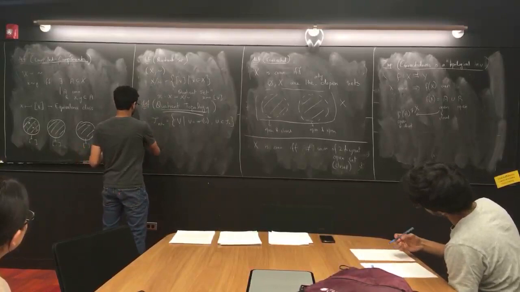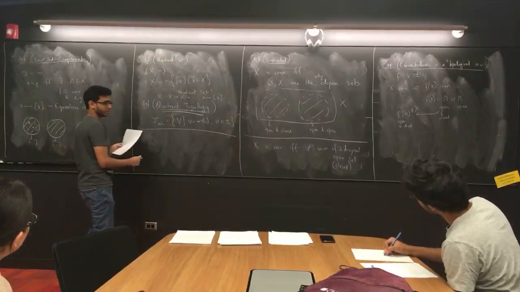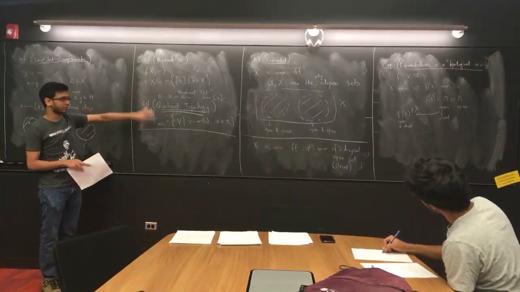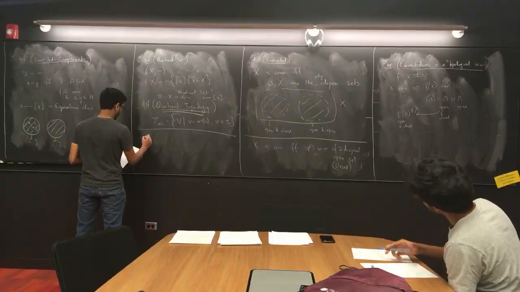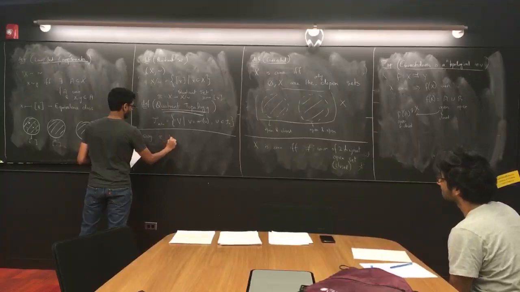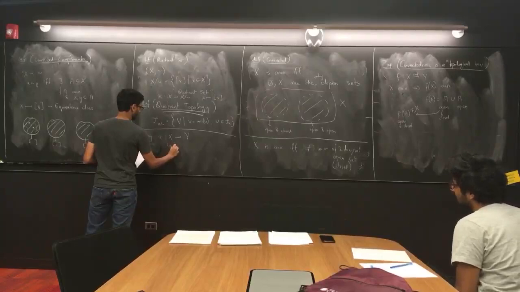There's an alternate definition of this using something called quotient maps, where we don't talk about equivalence relations first. We try to define a generalized version of this map. So consider a surjective map pi from a topological space X to a set Y. So there's no topology on Y.